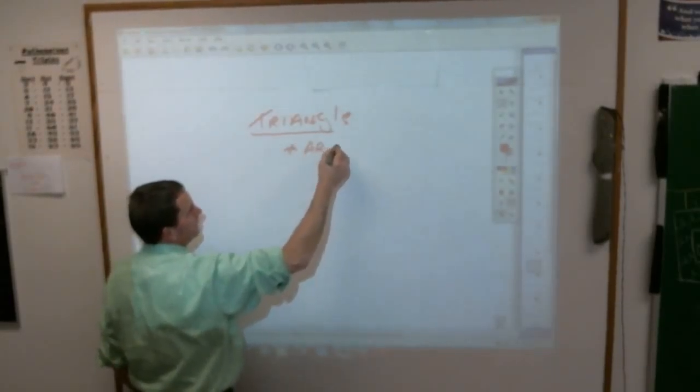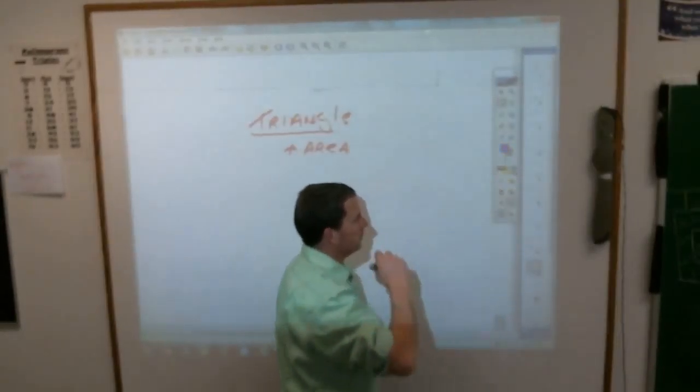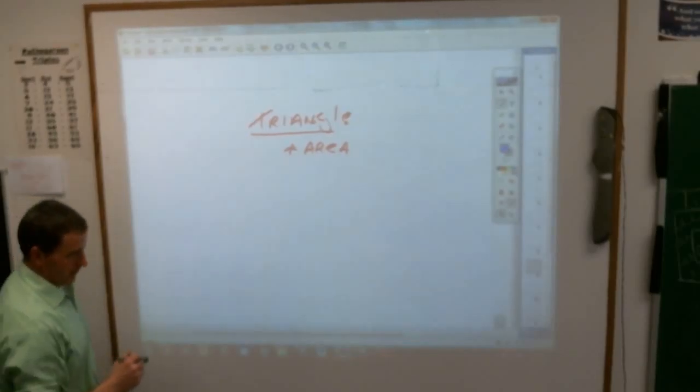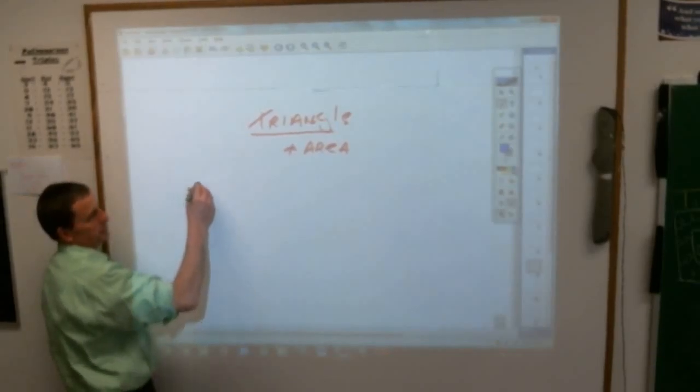Area of triangles. The book tries to get you to figure this out on your own, but most of us struggle a little bit on that. So see if you can come up with this logical deduction here.